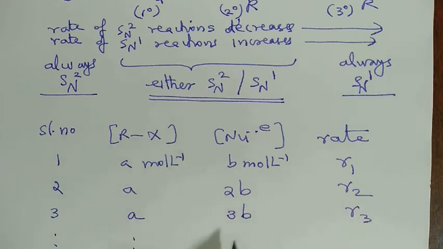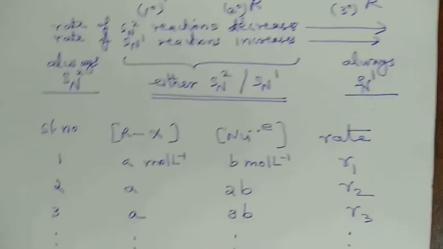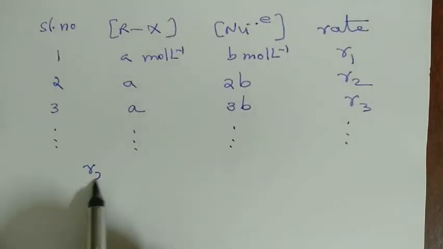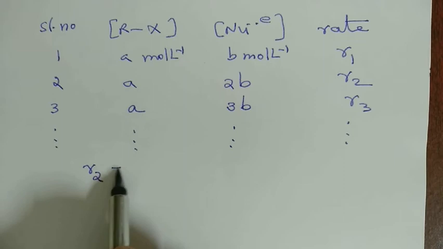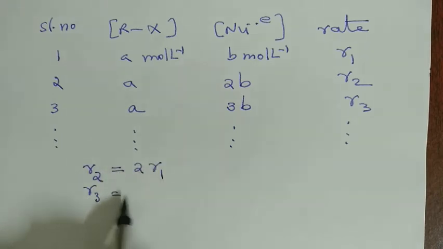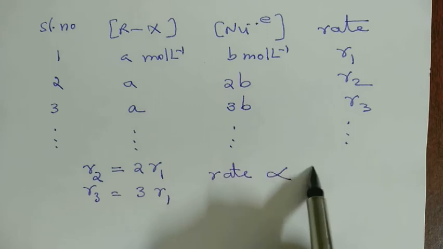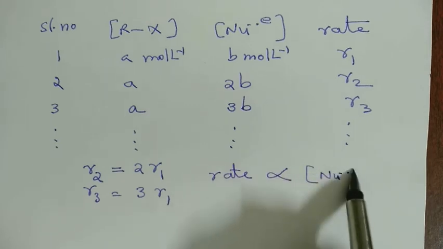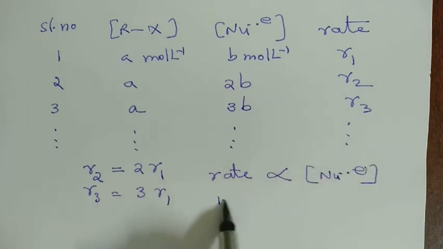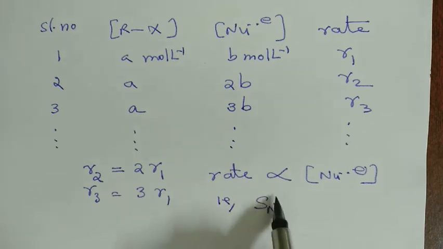Similarly, a series of experiments are conducted. Suppose the results obtained are like this: R2 is equal to 2R1, R3 is equal to 3R1, etc. Then it follows that rate of reaction is proportional to concentration of nucleophile. That is, mechanism of the reaction is SN2.